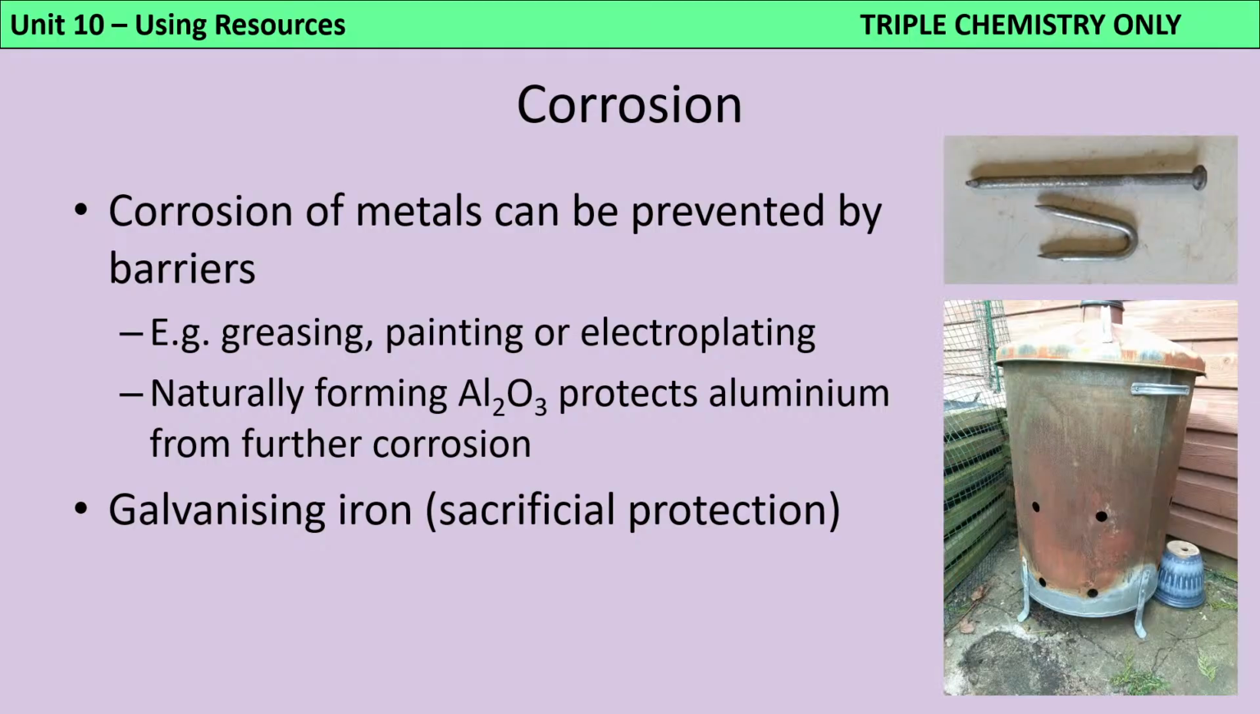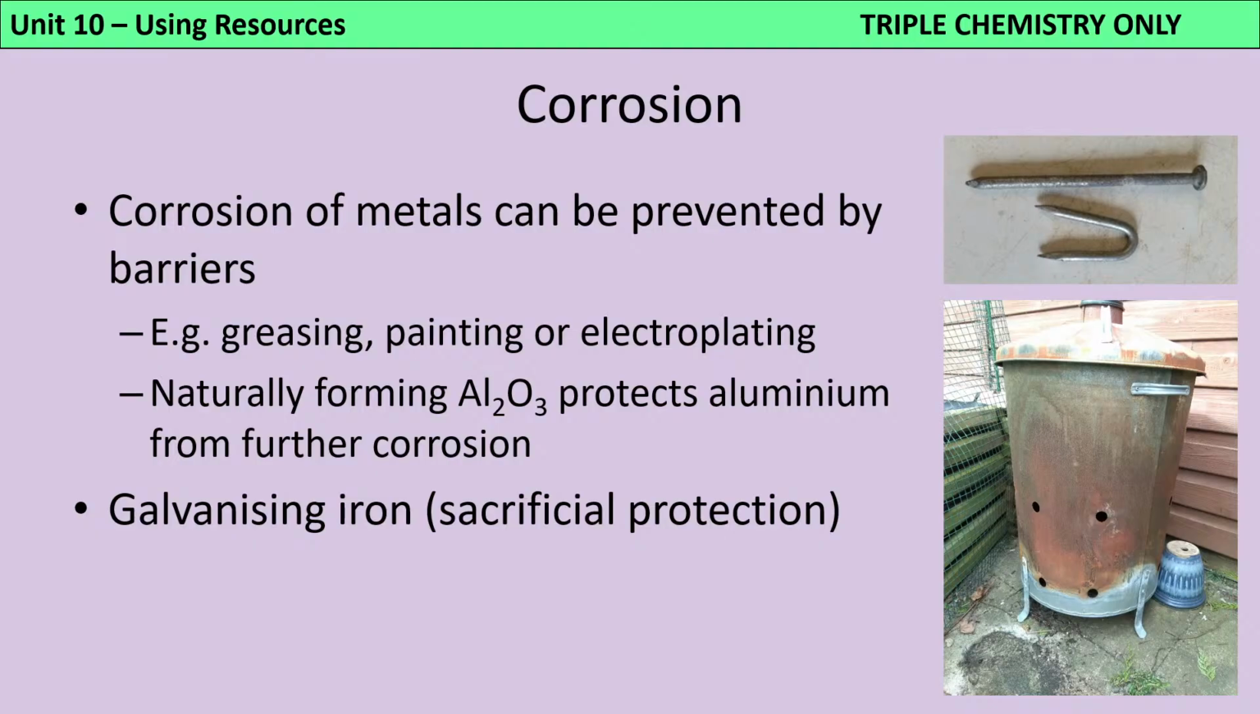Then we've got galvanising, which is a little bit different. This is where we use a more reactive metal, we call it sacrificial protection. Basically, the oxygen or the water reacts with the more reactive metal instead of the metal we're trying to protect. So they do it sometimes with ships where they have a big block of magnesium that they're dragging through the water, and the water reacts with the magnesium instead of with the ship. But again, this can run out.